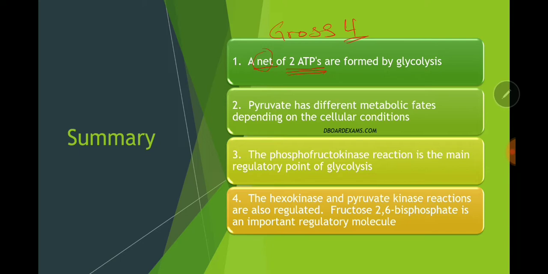And then also we're going to discuss how pyruvate has a different metabolic fate depending on the presence or absence of oxygen, so the cellular condition of the cell. Also, the regulatory point for glycolysis is characterized by the phosphofructokinase. So you have to know that phosphofructokinase is the main regulatory point of glycolysis. And then the hexokinase and pyruvate kinase reactions are also regulatory points, but not as important as the reaction characterized by phosphofructokinase. All right. So the fructose 2,6 bisphosphate is an important regulatory molecule, and we're going to see that.